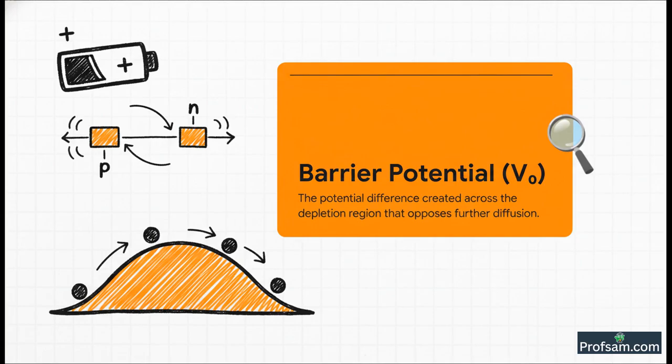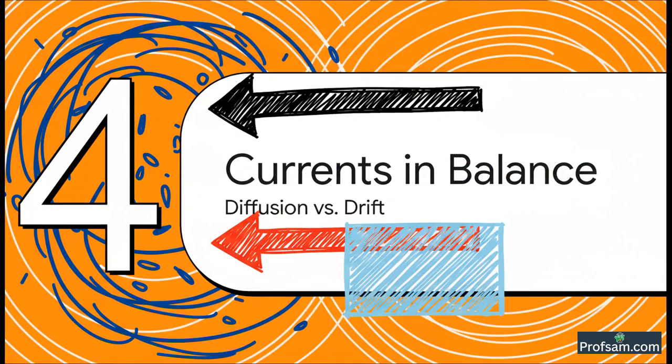Think of it like a big hill or a speed breaker on the road that makes it much harder for any more electrons from the N side to climb over and get to the P side. It slows down the diffusion. So because of this barrier, the diffusion current starts to slow down.